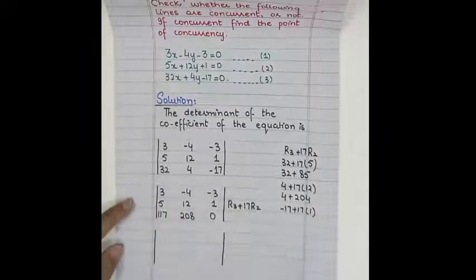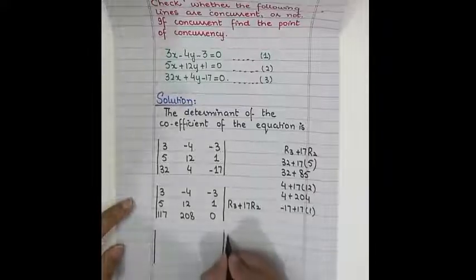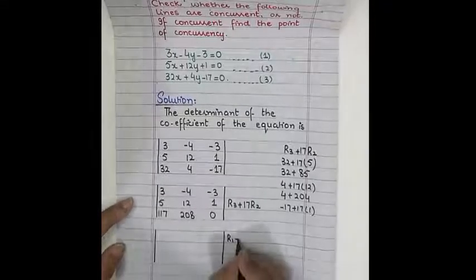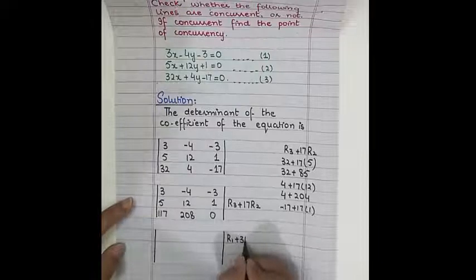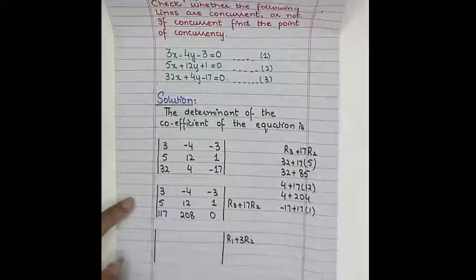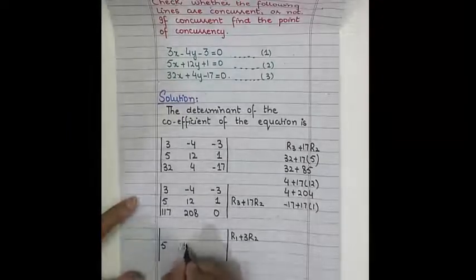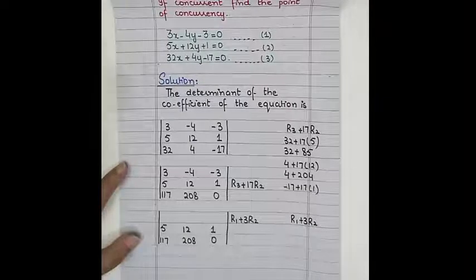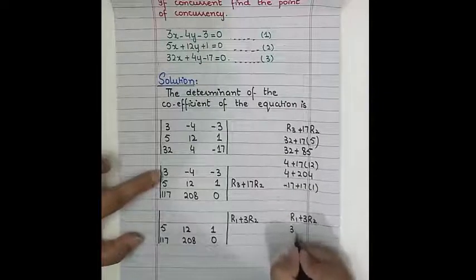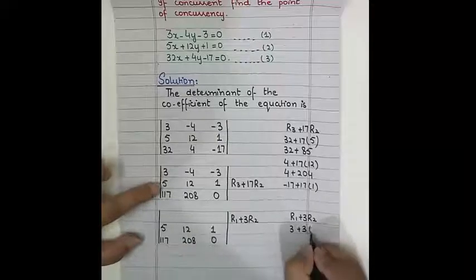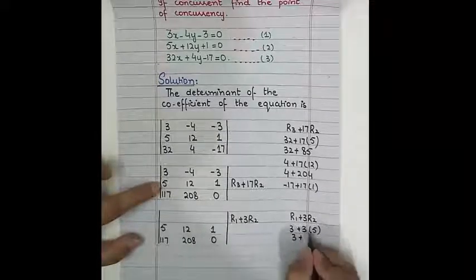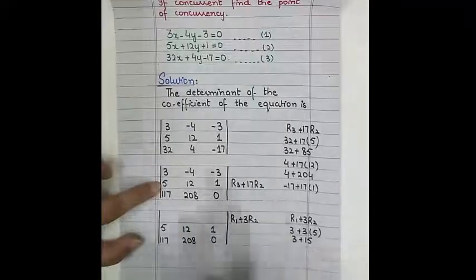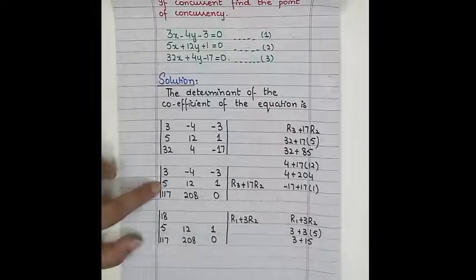Now we are bringing a change in row 1. So first we will write R1 plus 3 times R2, which will give us 0 here. Let's check it. We will calculate R1. The rest of the rows will remain the same, so first we will write them as they are. Okay. Now R1 plus 3R2. R1 we have is 3 plus 3 times R2. 3 plus 3 times 5 is 15. So 15 plus 3 is 18.